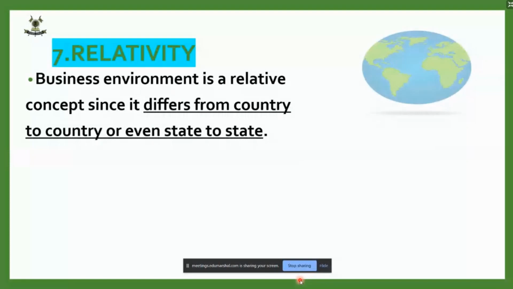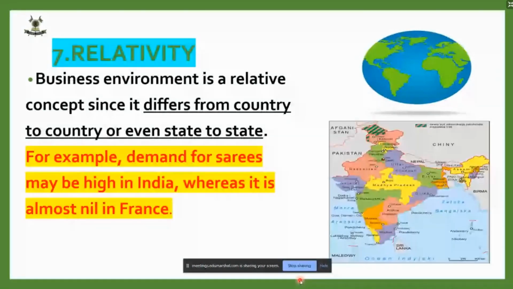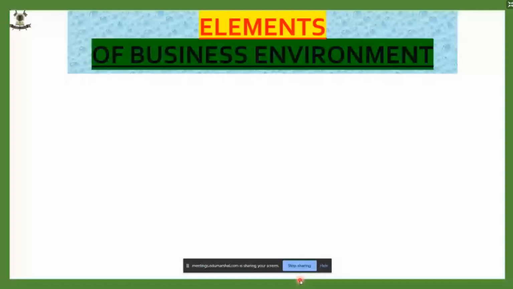We said the business environment is relative, means the business environment is not going to be the same for Indians, for Delhiites, or for that matter, it is going to vary from country to country and from state to state. An example was given: the demand for saris is high in India, whereas it is almost negligible in France. Now, today we are going to talk about elements of business environment.